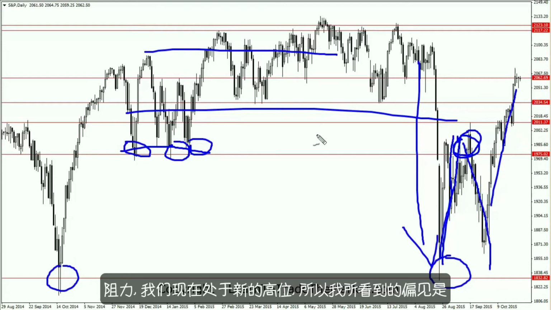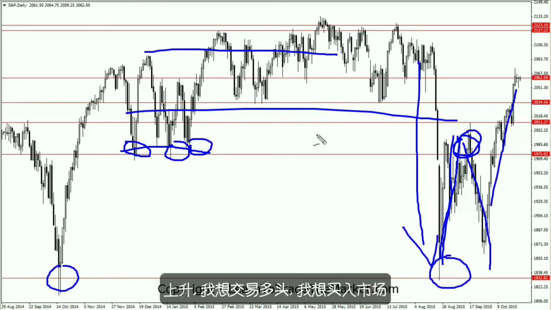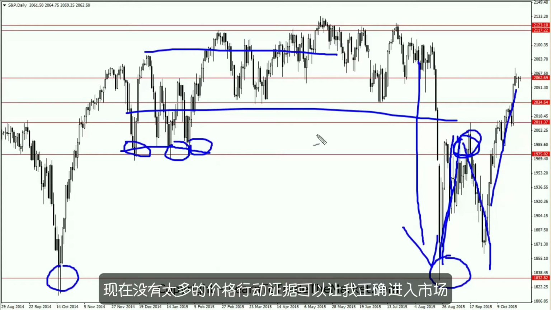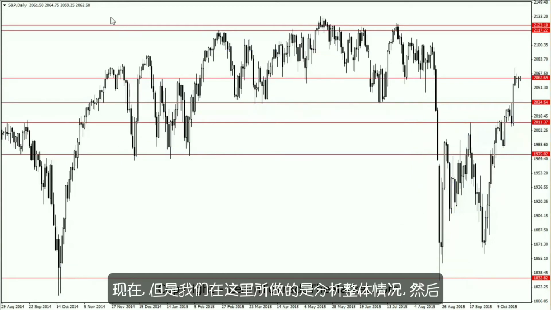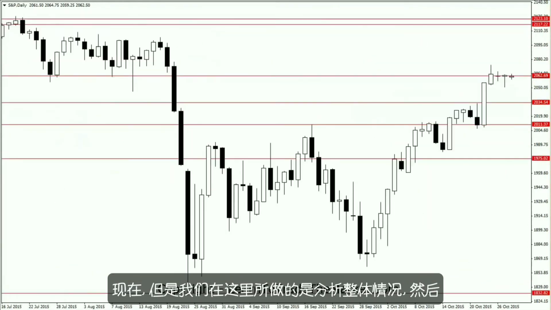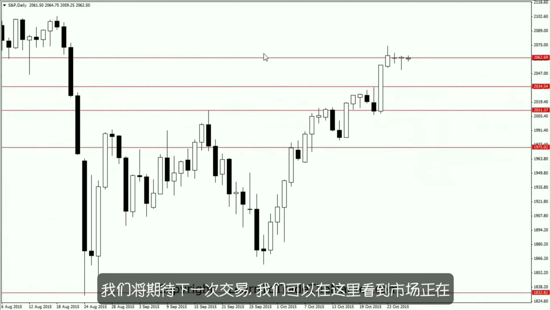leg higher. So the bias, the way I see it, is to the upside, and I want to be trading longs. I want to be buying the market. Now there isn't a lot of price action evidence to get me into the market right now, but what we are doing here is analyzing the overall picture, and then we're going to anticipate the next trade.